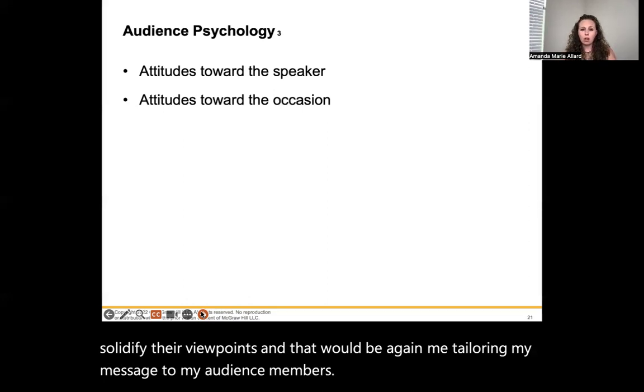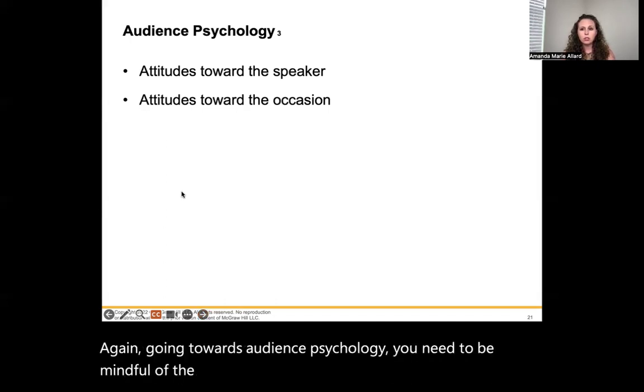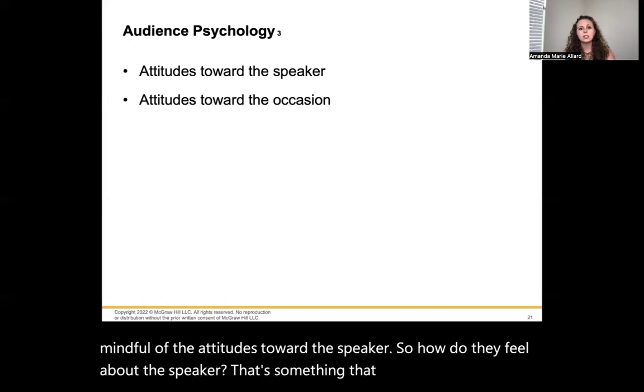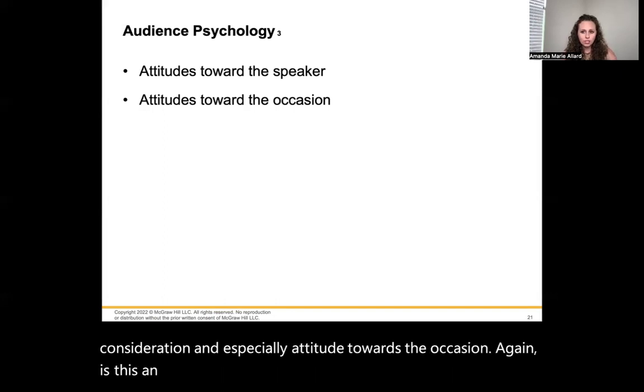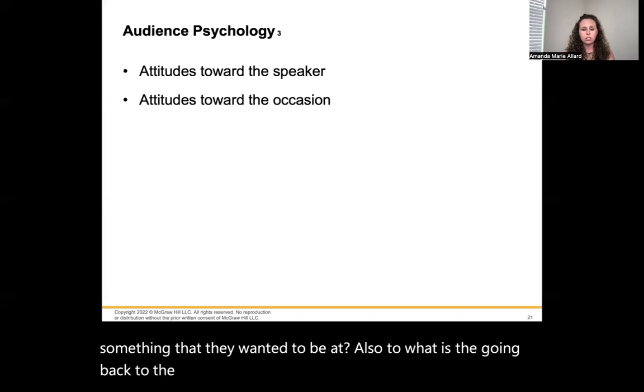Again, going towards audience psychology, you need to be mindful of the attitudes toward the speaker. How do they feel about the speaker? That's something you need to take into consideration, and especially attitudes towards the occasion. Is this an occasion that they were forced to be at, or is this something that they wanted to be at?